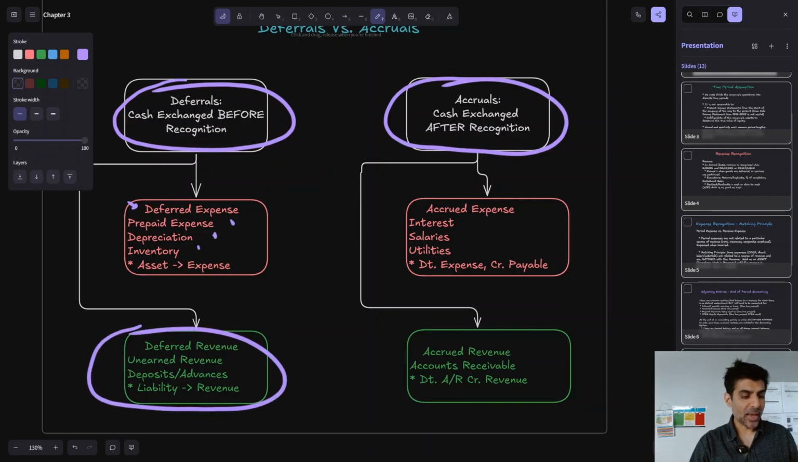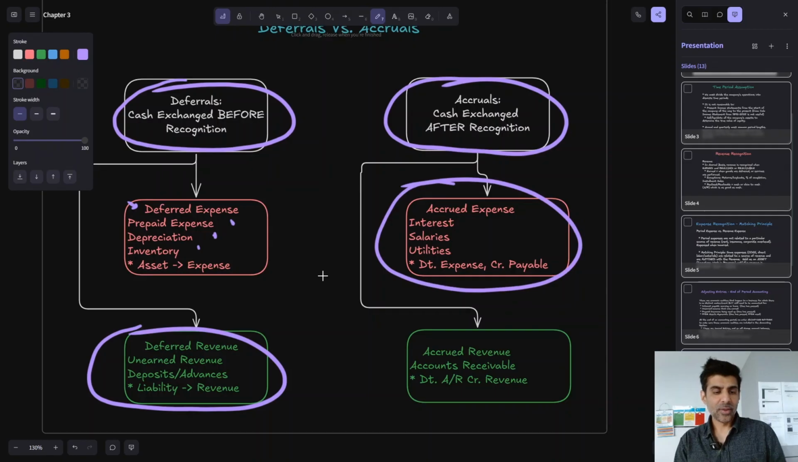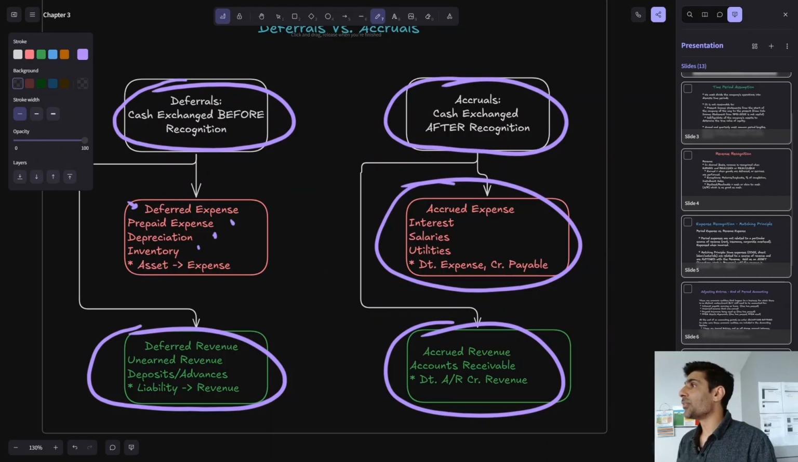Deferred revenue is unearned revenue, where you receive the cash first and then recognize the revenue later. Then it's just the opposite for accrued. Accrued expenses are things like interest payable, where you maybe make the payment months later, and salaries payable, where you pay it off on payday. These are when the cash is exchanged after the expense is recognized. And we have the same thing with revenue, where you recognize the revenue and then the cash happens afterwards. So this is just a terminology thing: deferrals versus accruals.